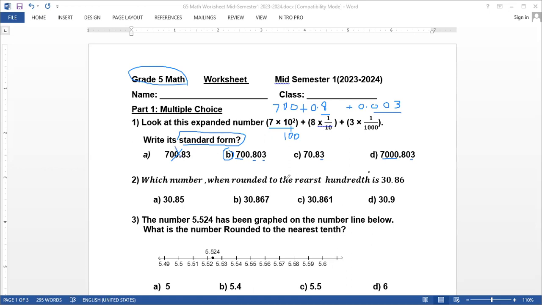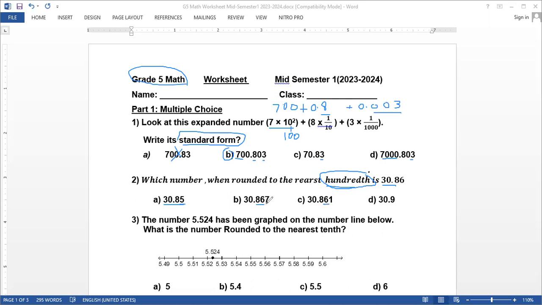Which number, when rounded to the nearest hundredth, is 30.86? So one of these numbers, when we round it to the nearest hundredth, focus with me, hundredth, it will be 30.86. Now I start with them one by one. This number has hundreds, but after it is 0. I want 6. Here and here we have the problem. So I identify the hundredth digit, which is 6, in this case.